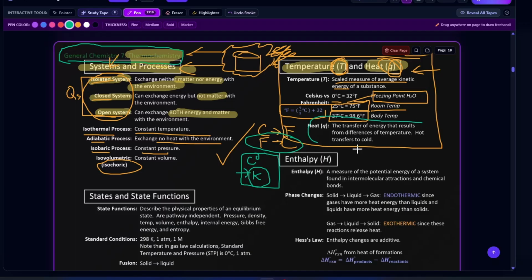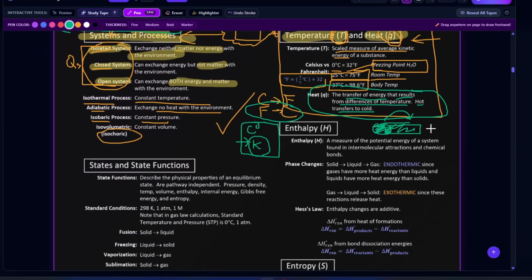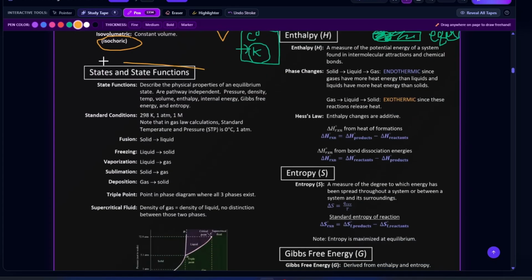And heat is different from temperature. Heat is a transfer of energy that results from differences in temperature. So when hot transfers to cold, you have a transfer of energy. Whenever a hot thing is combined with something cold, the hot will transfer its energy to the cold, and that's why the cold eventually rises in temperature, trying to reach equilibrium. We love equilibrium.